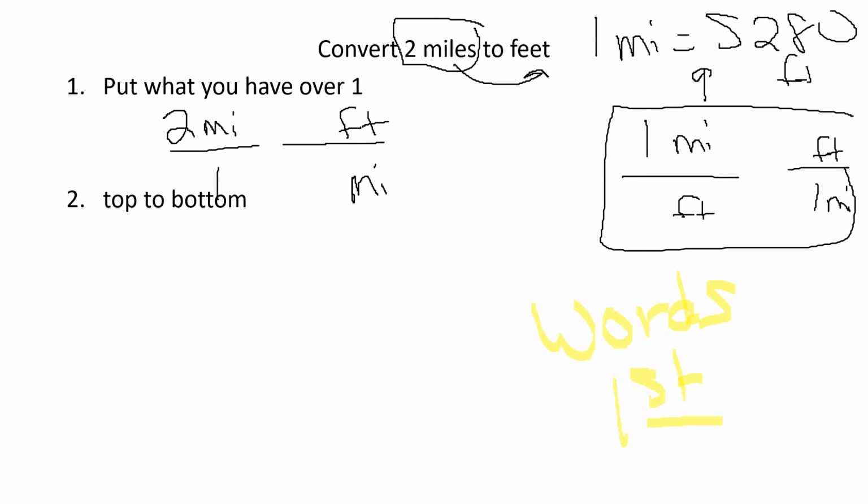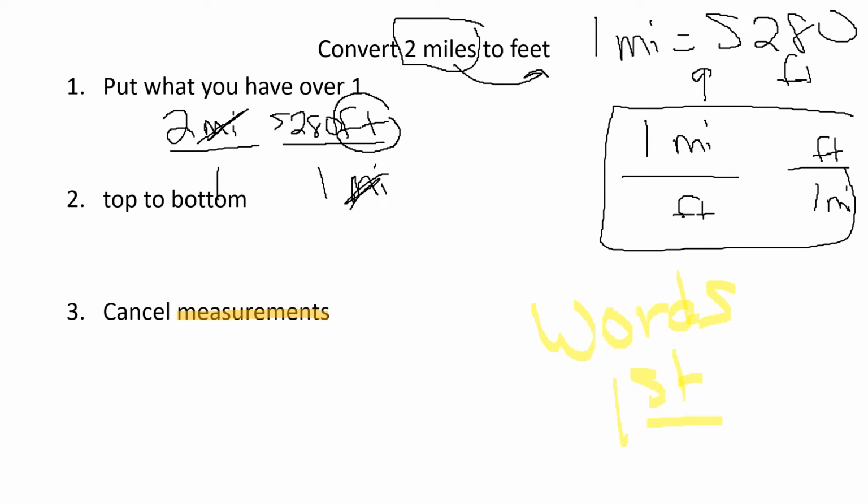So put what you have over 1, not hard. Word-wise, top to bottom, now I fill in my measurements. Well, I already know that 5,280 feet equals 1 mile. Next, so that's not hard. Next step, I'm going to cancel my measurements. Only am I going to cancel measurements. Don't touch your numbers, okay? So miles over miles cancels. The only measurement I'm left with is feet, and that's what I want to do. That's where I want to get to.